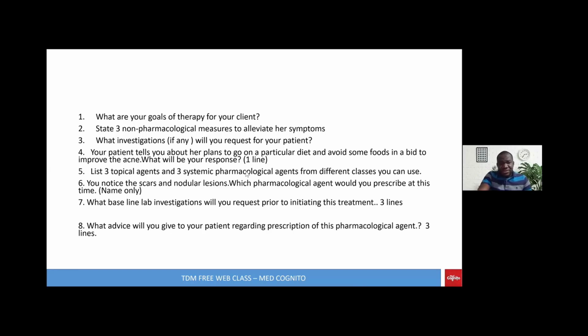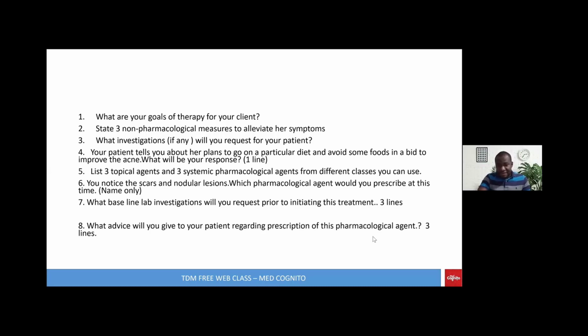Your patient tells you about her plans to go on a particular diet and avoid some foods in a bid to improve the acne. What will be your response? And you have one line. It's important I state this because the text on a line will have a specific number of characters. So you need to train yourself to give concise and succinct answers, right? You're not going to exceed 20 characters. That's too much. Try to give very concise and succinct answers.